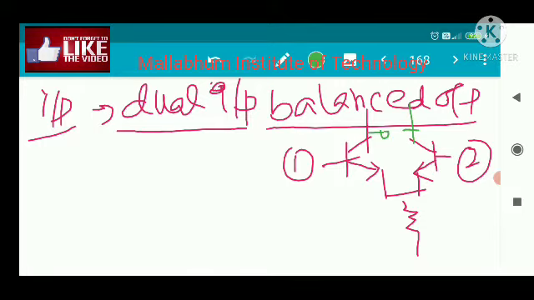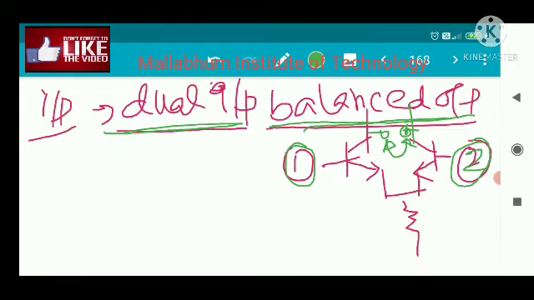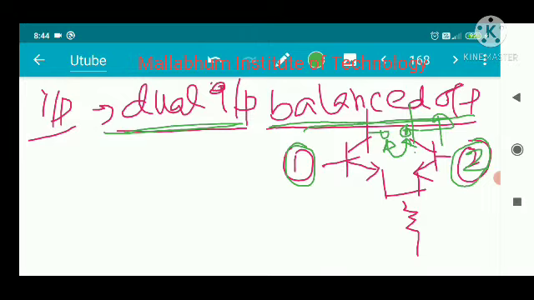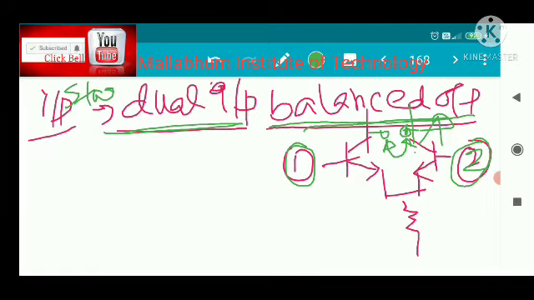So balanced output means, if you want to take the output between these two terminals, later we will see the actual diagram also. Just in this context, understand the balanced output. Dual input, you know the term because there are two inputs, and balanced output means you take the output between these two terminals. That's why the input stage is called the dual input balanced output stage.